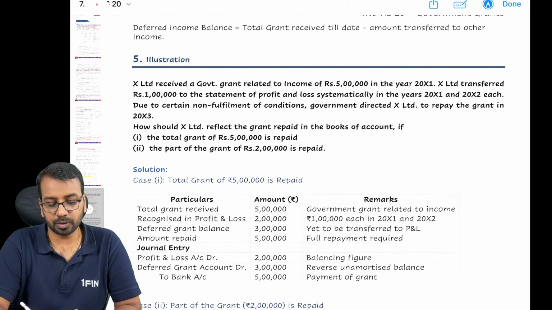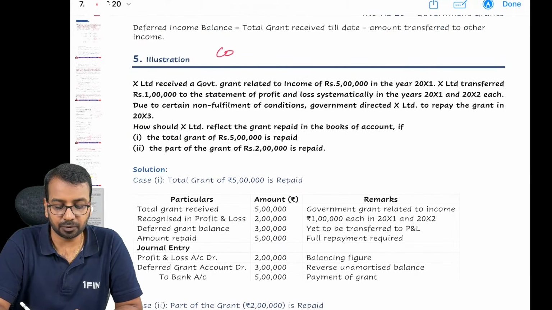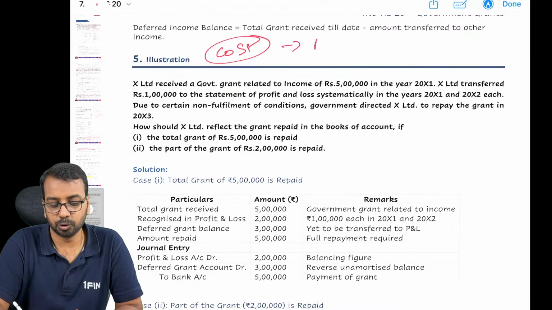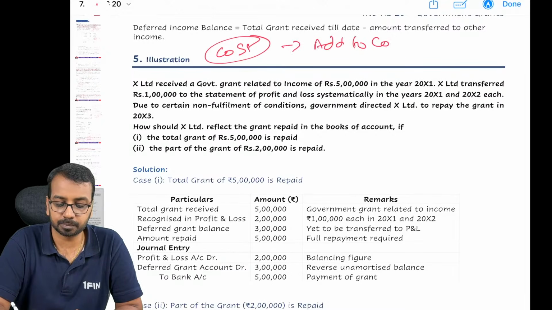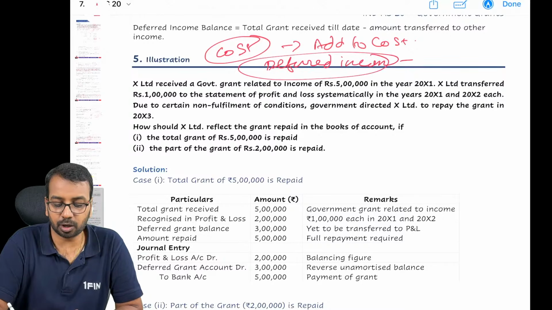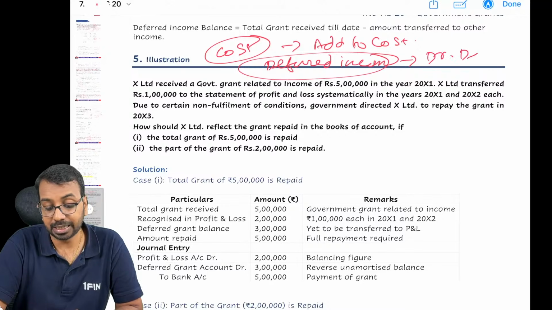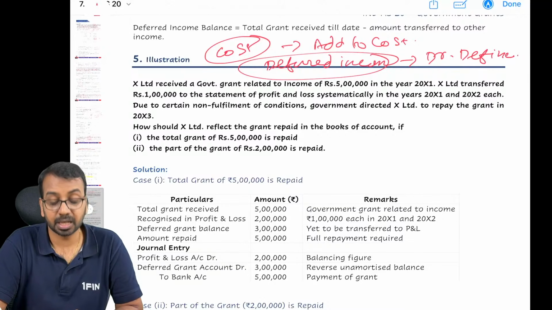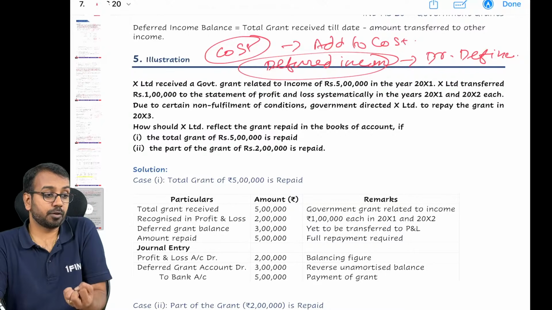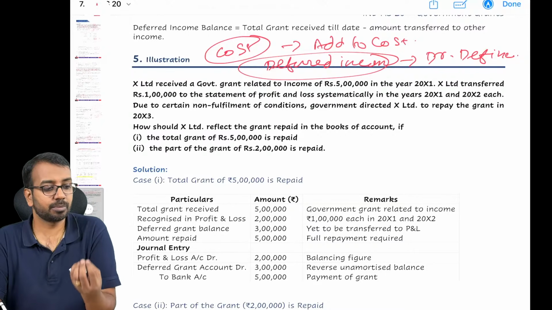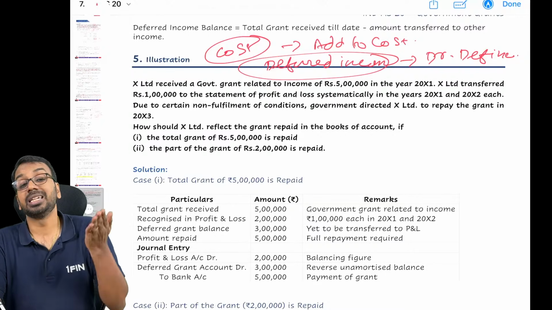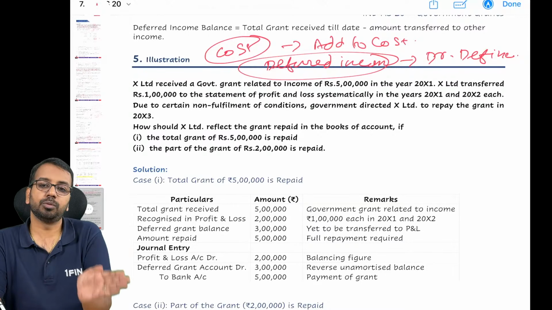Alright, then refund of grant. Now in refund of grant, always remember, if you have reduced from the cost, you will add to cost. If you have deferred income, what will you do? You will debit the deferred income balance, and if there is a shortfall, if there is no sufficient balance in the deferred income account, then in that case you will debit it to P&L.